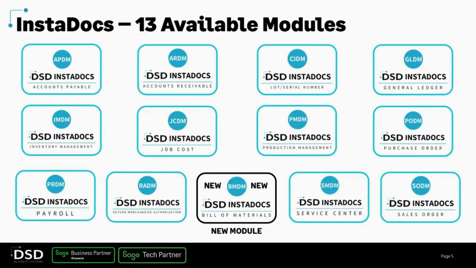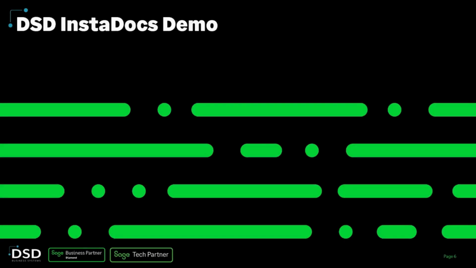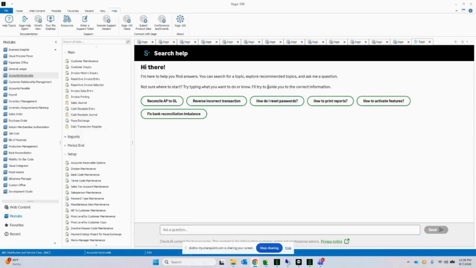So we now have Instadocs for all of these modules, and you can purchase whichever ones you need. There are some caveats. If you need sales order, you do need to get the accounts receivable Instadocs. Same thing on the AP and PO side. If you get the purchase order Instadocs, you would need to get the AP Instadocs in order to have both modules work together. All right, so I'm going to go ahead and start the demo now.